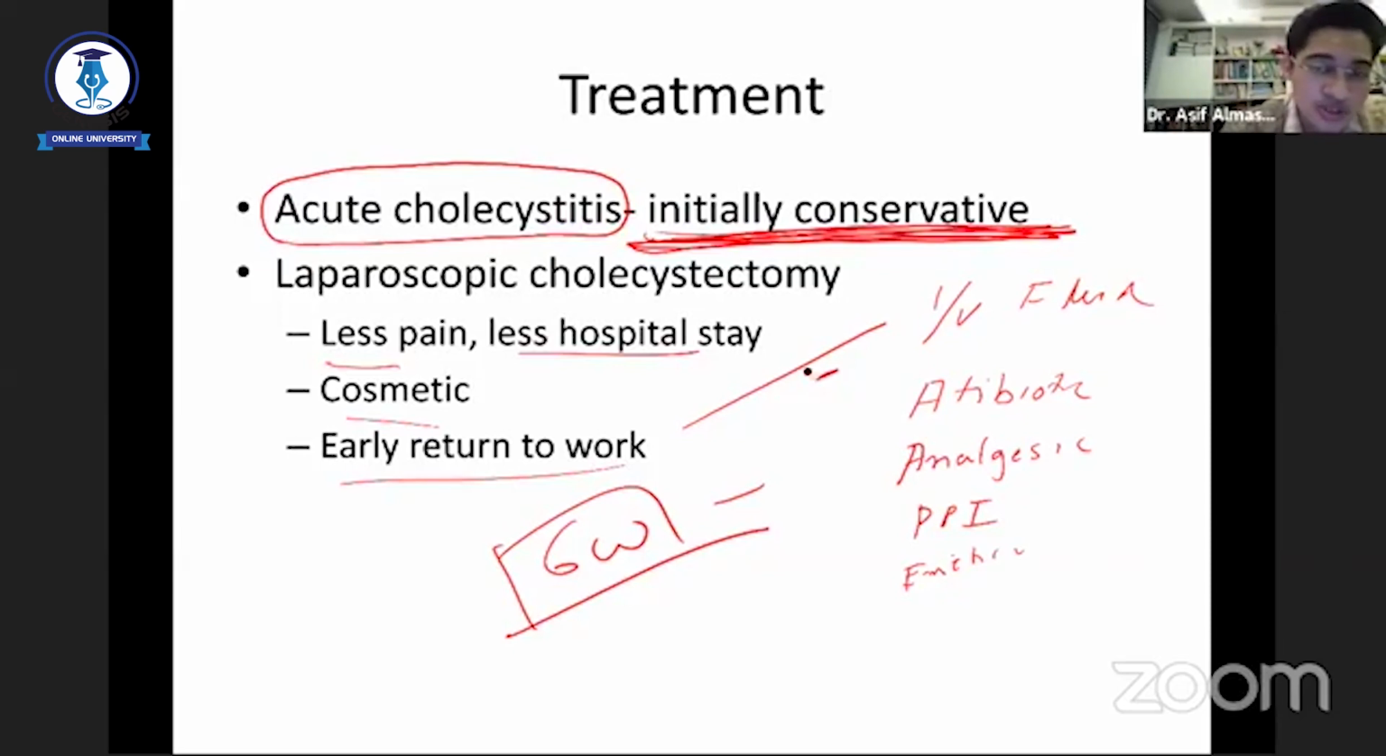So short incision means it's a cosmetic incision. It heals early, there's less pain, and early return to work. Postoperative long-term complications like incisional hernia are very less, but yes, there may be port hernia as well.